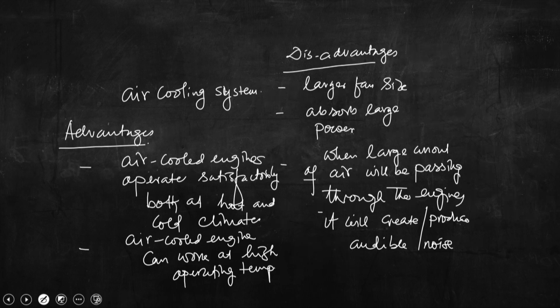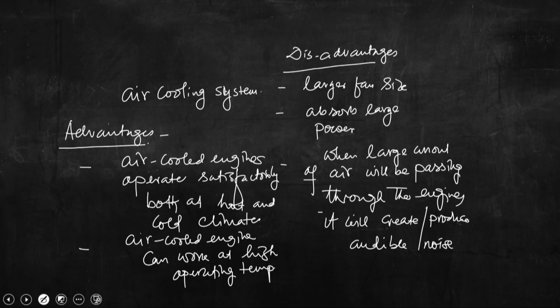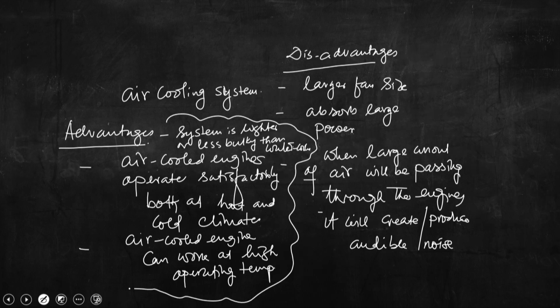Okay. And if we consider the air cooling system, you can understand that we have no need of any sump to store water. So, the system is a little lighter. So, I can write: system is lighter or less bulky than water cooled. So, these are the advantages. We have discussed the advantages and disadvantages of the air cooled engine.